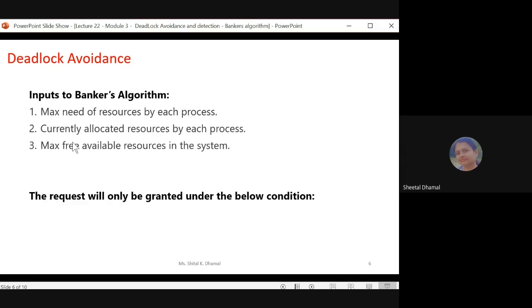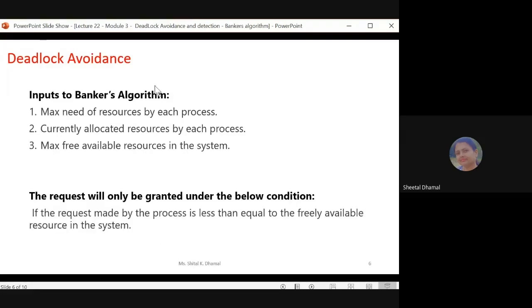Okay, so your banker's algorithm will allocate the resources to the process only when your system satisfies the following condition. So what is that condition? That is, if the request made by the process is less than or equal to the number of freely available resources, it means that your system is present in the safe state, and then only your operating system will allocate the resource to the process. What is the meaning of this?